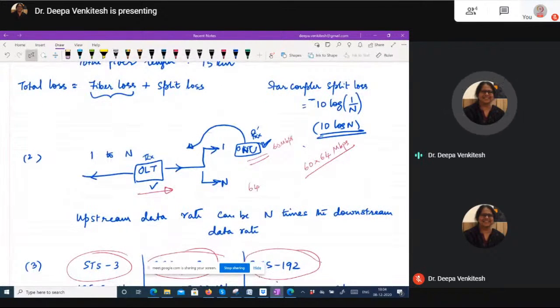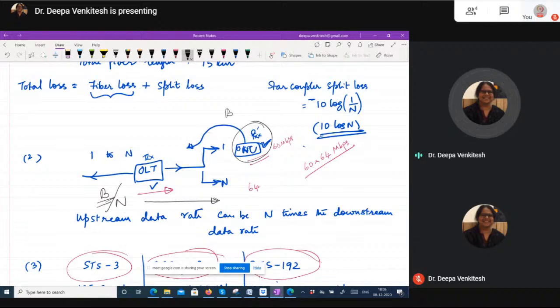Question 2 just says, if everything is identical, what is the upstream data rate compared to the downstream data rate? The answer is very simple. If the transmitter, receiver, everything is the same and the sensitivity is the same, then in the upstream, each of the ONUs can transmit as much as the downstream. In the downstream, from OLT to ONU, let's say you have a bandwidth B, that gets divided by N among the N users. But each of these guys can actually transmit B because they have the same transmitter and receiver as the OLT. So that is why I say the upstream data rate can in principle be N times larger than the downstream data rate.